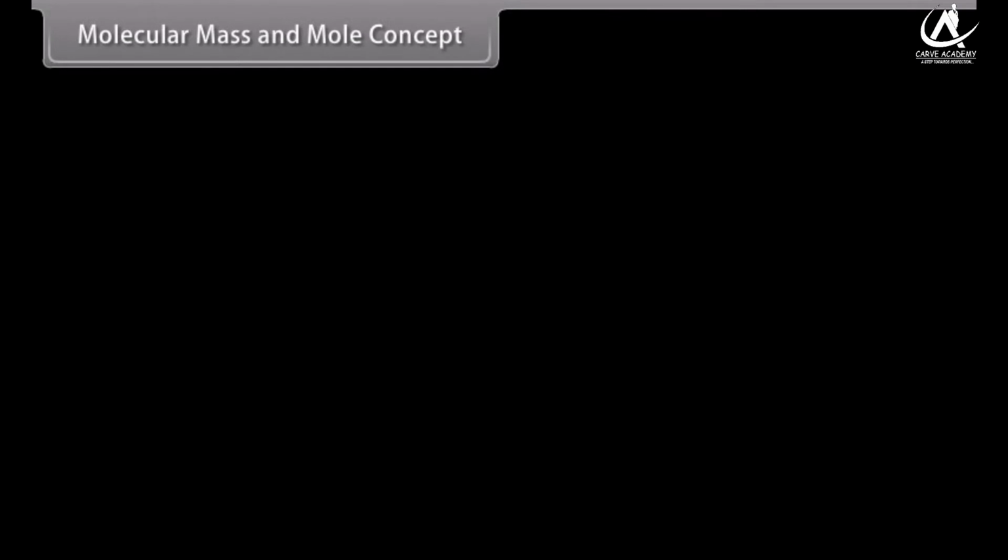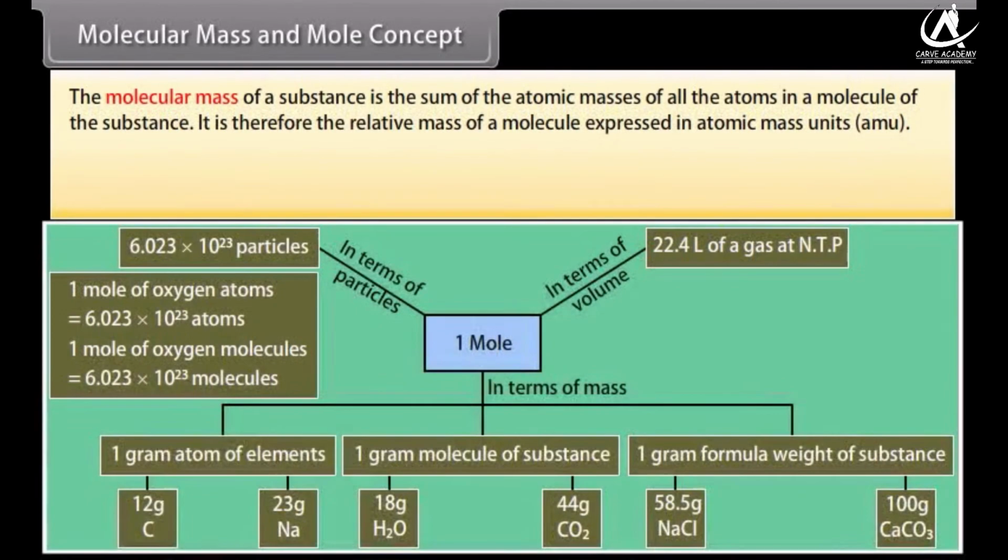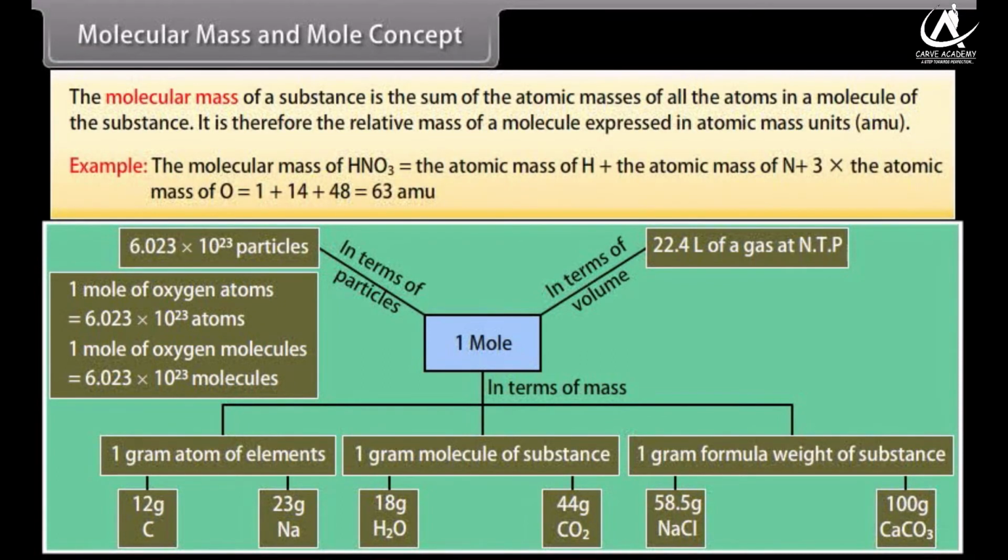Molecular mass and mole concept. The molecular mass of a substance is the sum of the atomic masses of all the atoms in a molecule of the substance. It is therefore the relative mass of a molecule, expressed in atomic mass units. Example: the molecular mass of HNO3 is equal to the atomic mass of H plus the atomic mass of N plus 3 into the atomic mass of O, which is equal to 1 plus 14 plus 48, which equals 63 units.